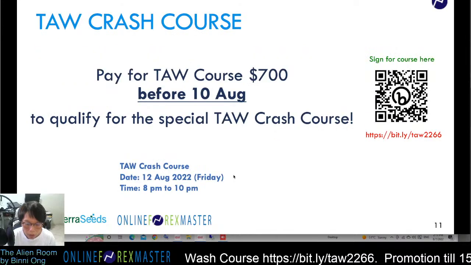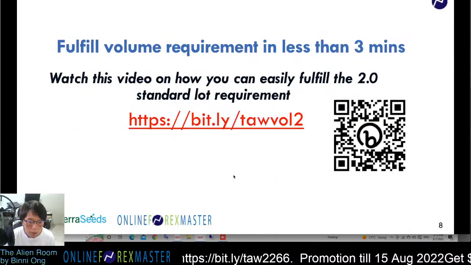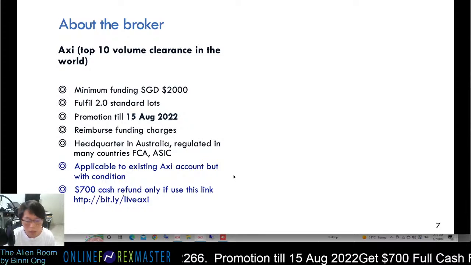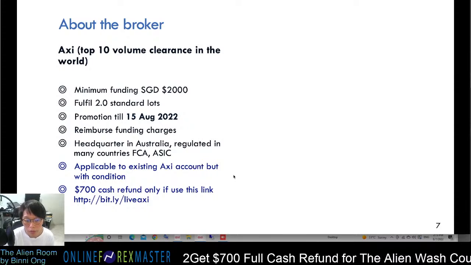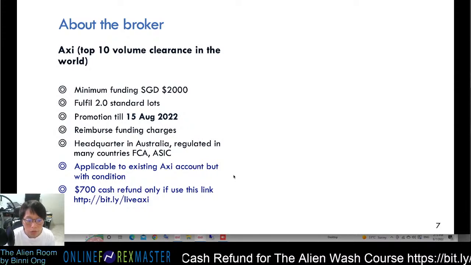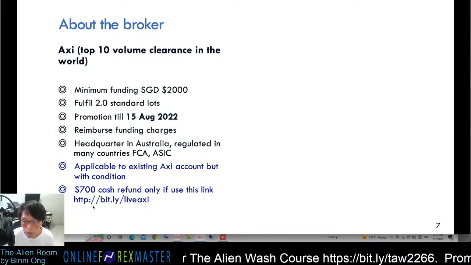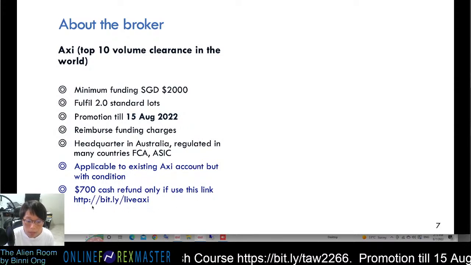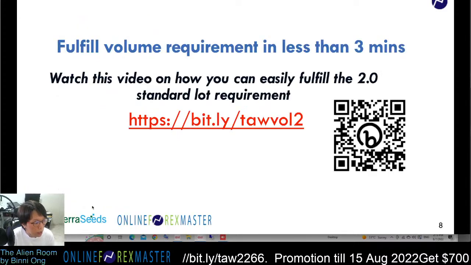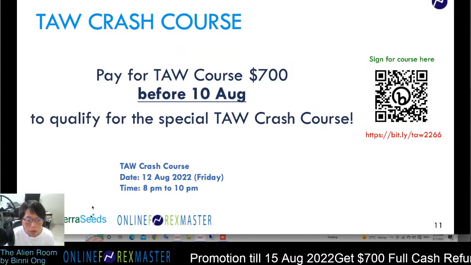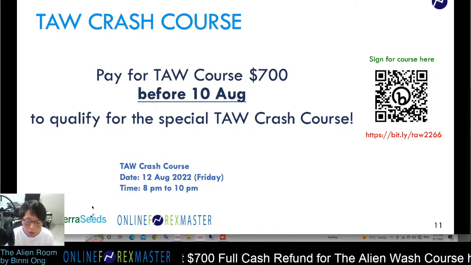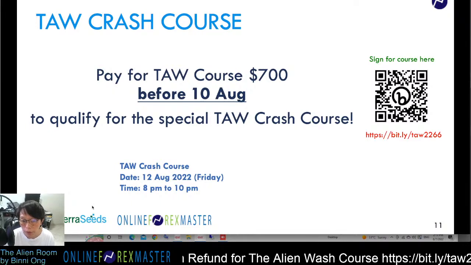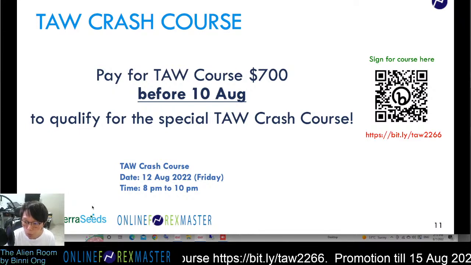Okay, so just quickly, what are the terms and conditions. You need to meet a minimum $2,000 funding, you need to fulfill 2.0 standard lots, and you need to use our link to apply for an account. And it applies to existing XE account holders. I'm just flashing these slides again. Now try to get the total cost before the 10th of August, because you need to open an account before the 15th of August for XE in order for them to recognize that you are eligible for the promotion at this moment.